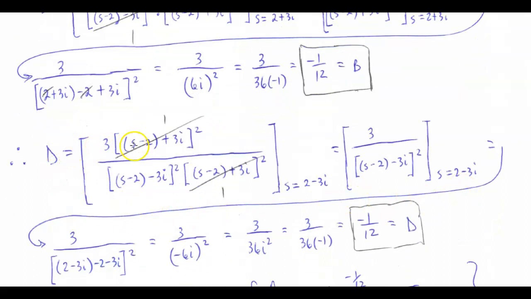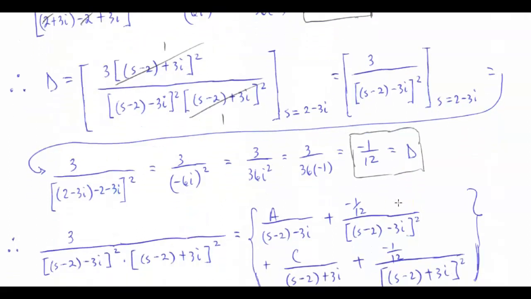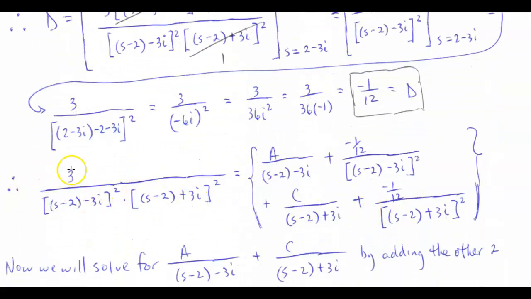I do the same thing for D. Do 3 divided by the denominator that I did not have, evaluated by the number for s that makes the denominator that I did have go to 0. And I see that I also get a negative 1/12 there. So from that point, we realize that the first 4 terms of my Laplace transform Y of s is going to be equal to these 4 terms here, where this is B, that is D.